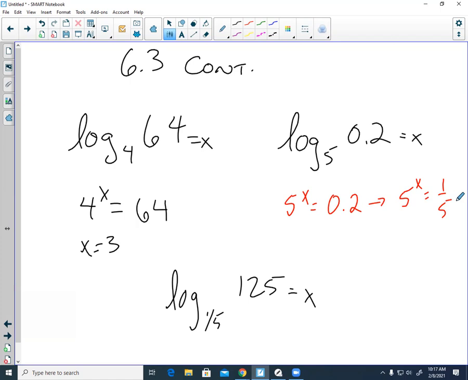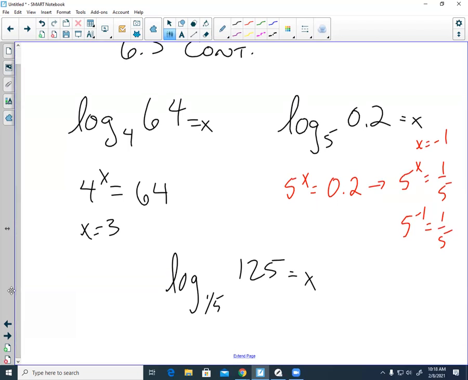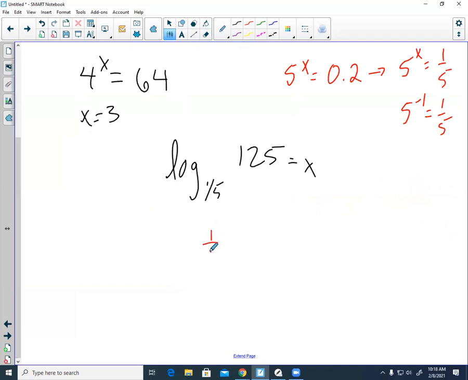So I want 5 to turn into 1/5. How do I make something go from the top to the denominator? Using a negative. So this is saying that x equals -1, so 5 to the -1 power is the exact same thing as 1/5. And then the last one, again, we switch their spots, so you end up with 1/5 to the x power is equal to 1/25.